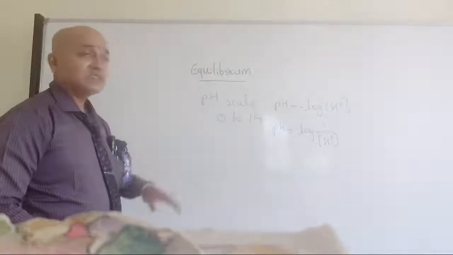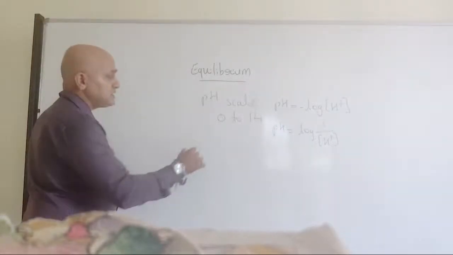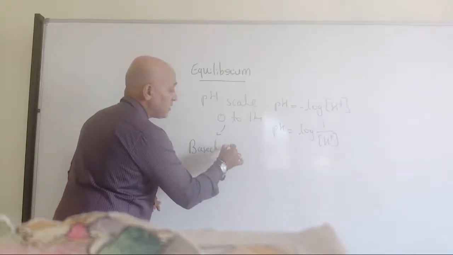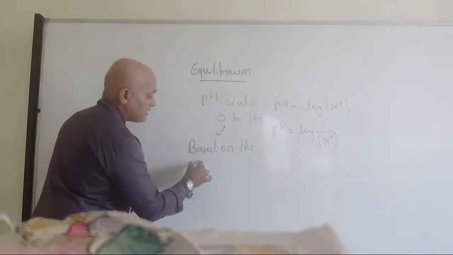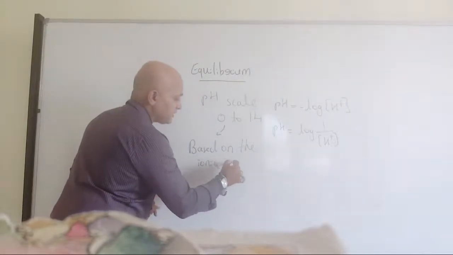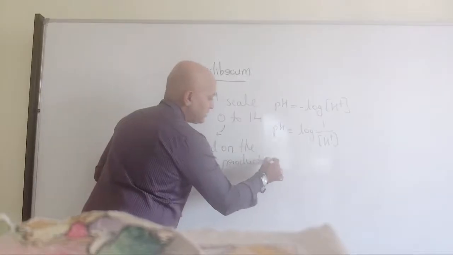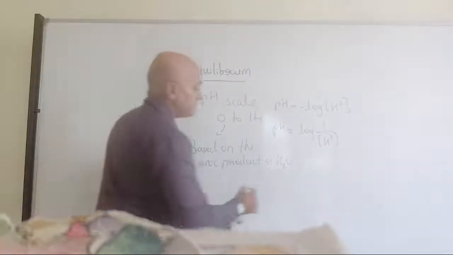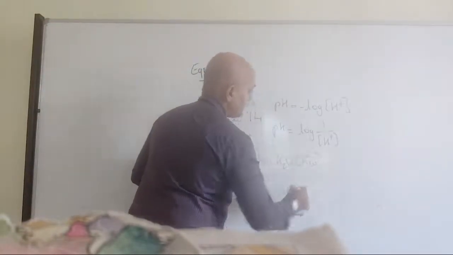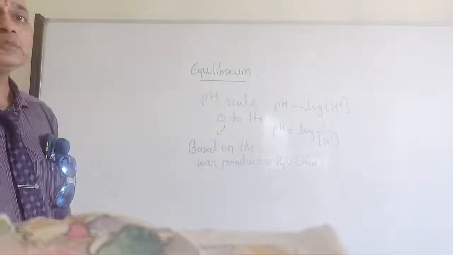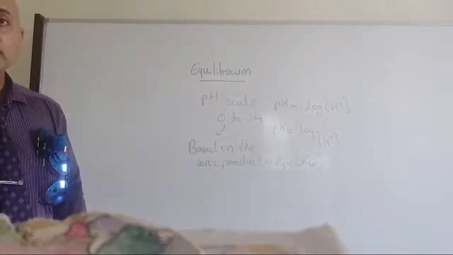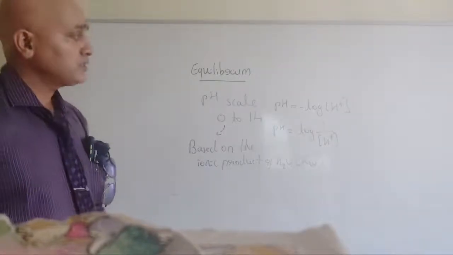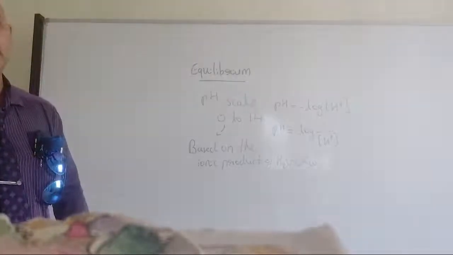Right? So now we know that the pH scale is 0 to 14 because it is based on the ionic product of water, or ion product of water, which is denoted by Kw. So that's what we know now. Due to that, the pH scale is 0 to 14. It cannot be more than 14. Fine.